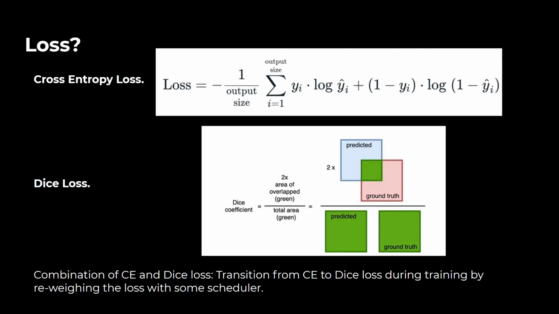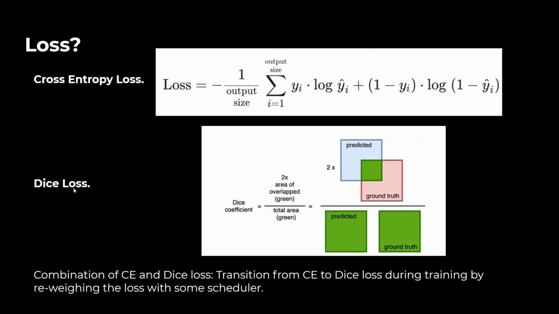And then what type of loss do you use? You just use cross entropy loss. That's a very common one, right? You use cross entropy loss across all of the pixels. And then another one that's quite common, especially in medical image segmentation, is this thing called a dice loss.